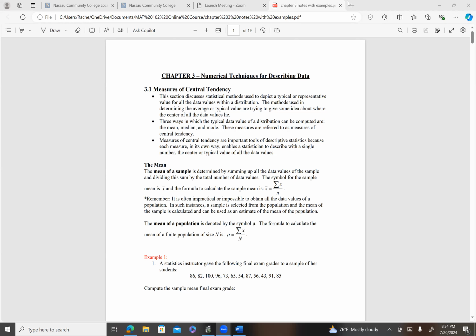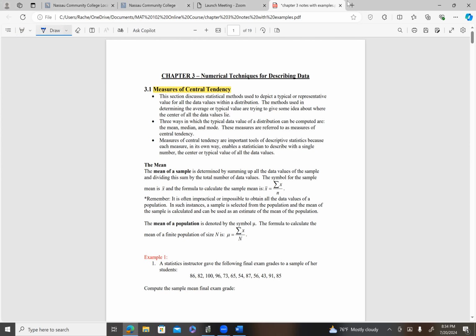So 3.1 is going to cover the first technique, or techniques, I should say, for describing data, which are specifically going to describe the center of a distribution. So measures of central tendency. So the key here is central tendency.